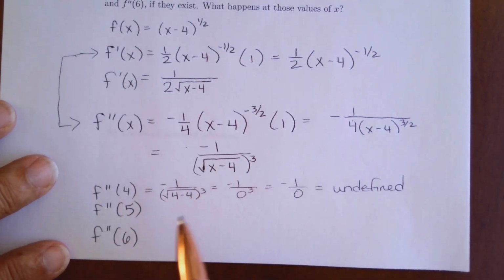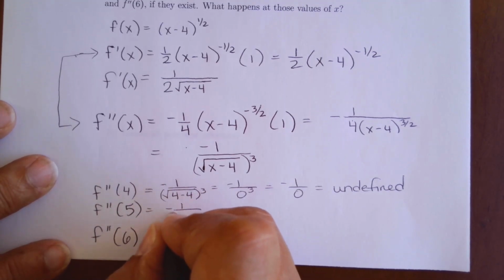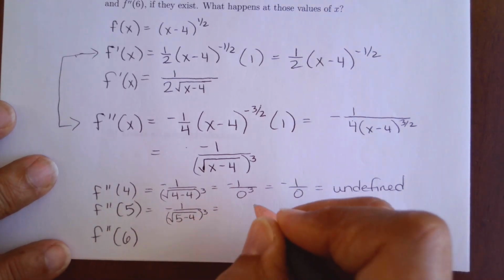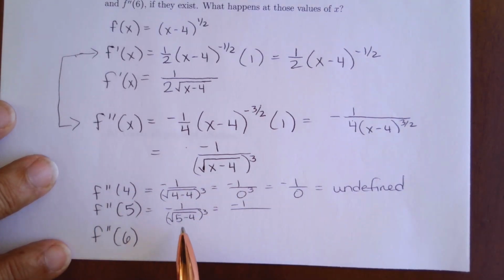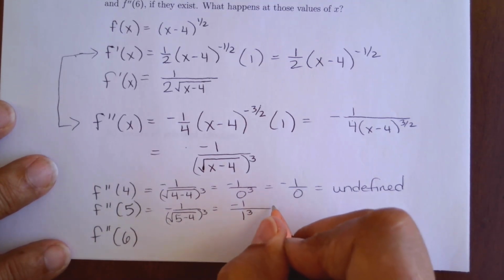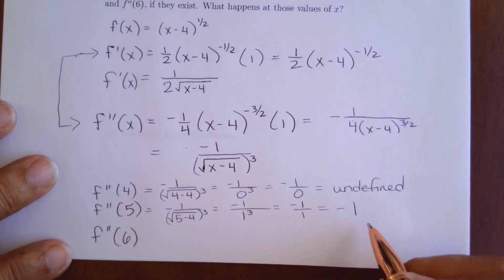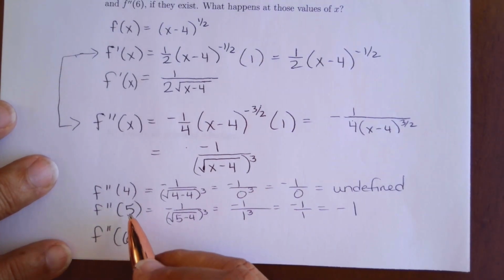Second derivative. Okay, we plugged in 5. Negative 1 over the square root of 5 minus 4 cubed. Okay. 5 minus 4 is 1, so that's 1 cubed. So we get negative 1 over 1, which is negative 1, concave down at this point.